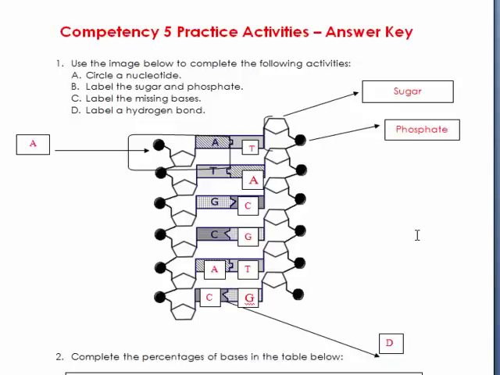D, label a hydrogen bond. Remember, a hydrogen bond joins the bases together, and I have labeled a hydrogen bond as D in the diagram.